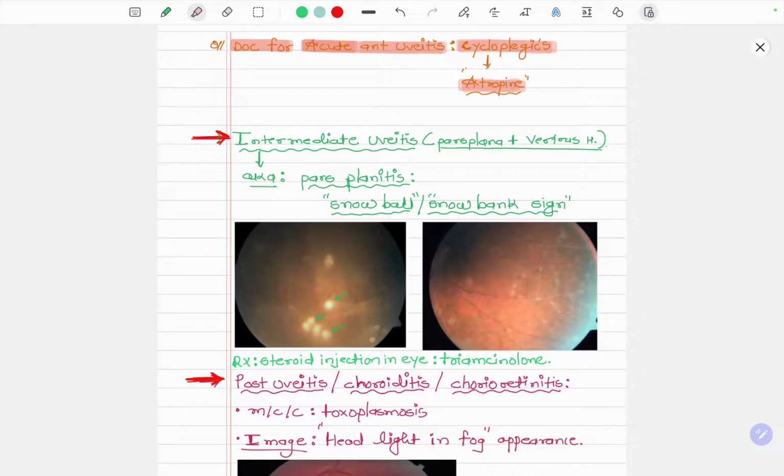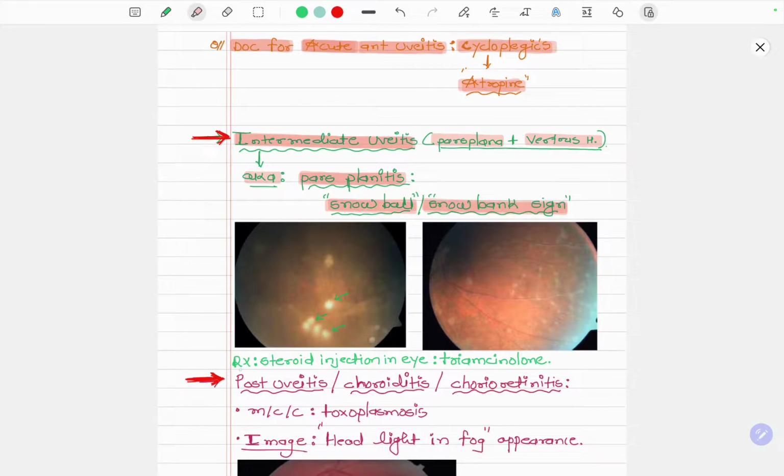Now we'll do the intermediate uveitis images. Intermediate uveitis is inflammation or infection of the pars plana plus vitreous humor. So it is also known as pars planitis. Intermediate uveitis, also known as pars planitis. What are the findings in it? We have snowball or snowbank sign.